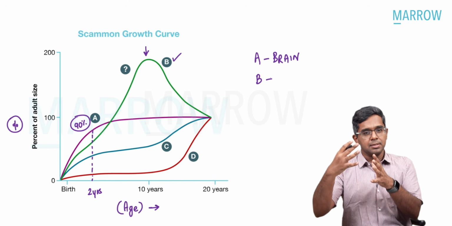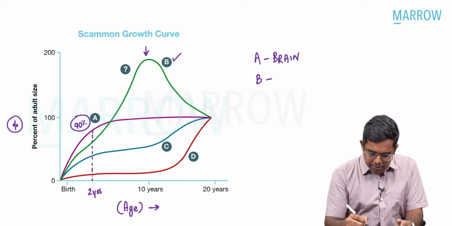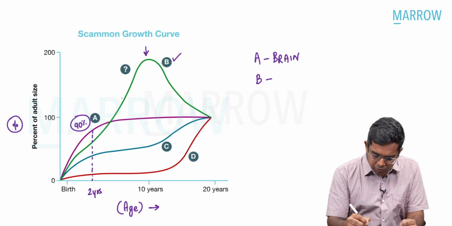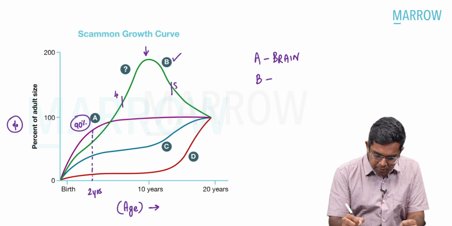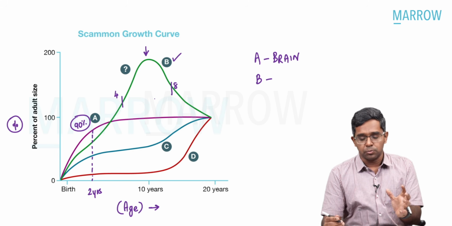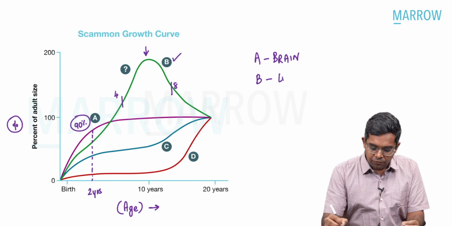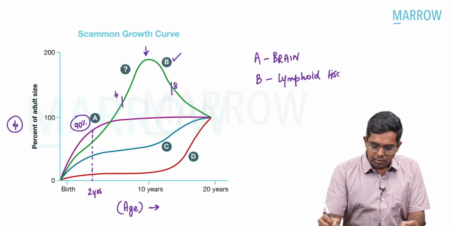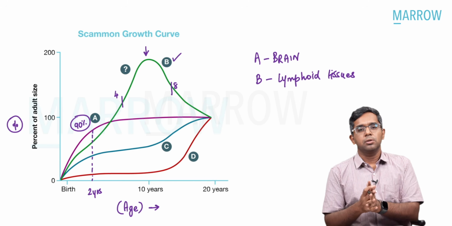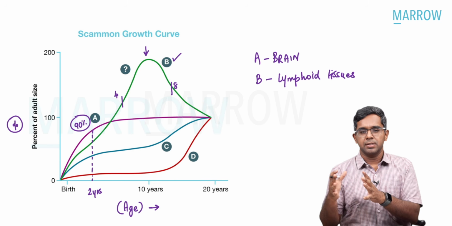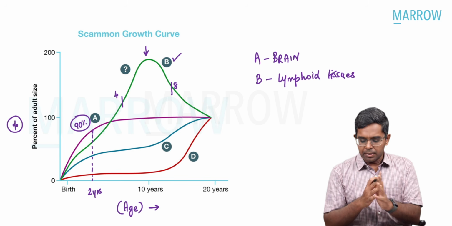Growing more than the adult size, then again coming back to the adult size, and it is typically between the age of 4 to 8 years. Which one? Yes, it is the lymphoid tissues. Lymphoid tissues would include areas like tonsils, adenoids and lymph nodes. They are going to have this pattern of growth.